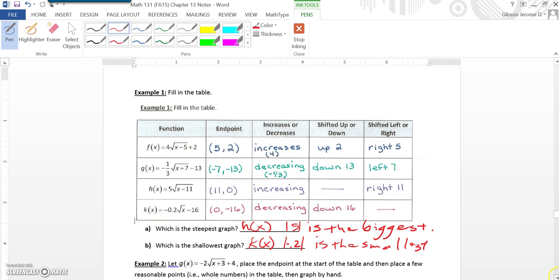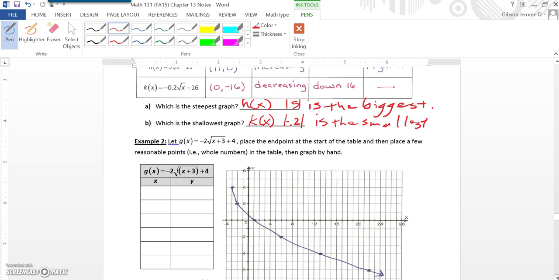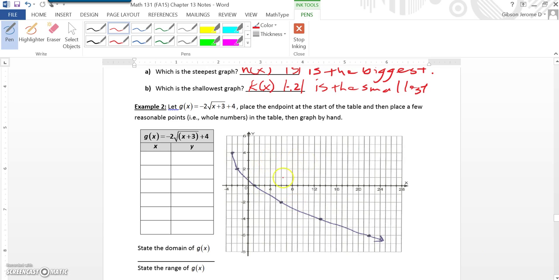Now we move on to example 2. It says that g of x is equal to negative 2 times the square root of x plus 3 under the radical, plus 4. Place the endpoint at the start of the table, then place a few reasonable points, i.e. whole numbers, in the table, then graph by hand. Now what you could do is put this in your calculator and it will give you the visual representation you see here. And then we could just substitute in these values.